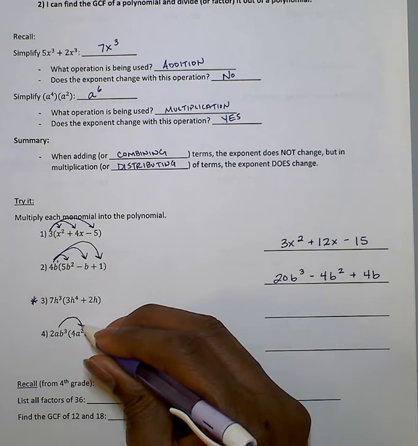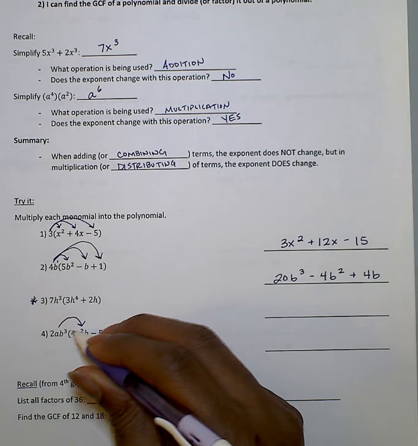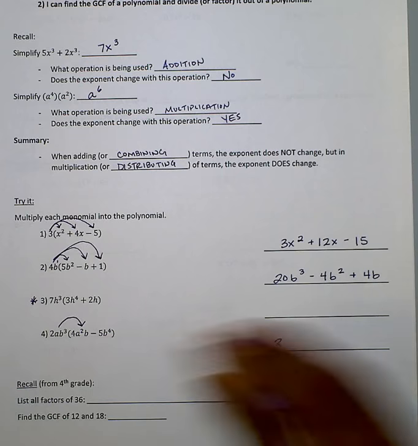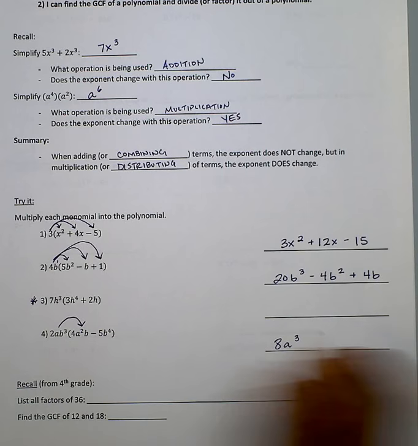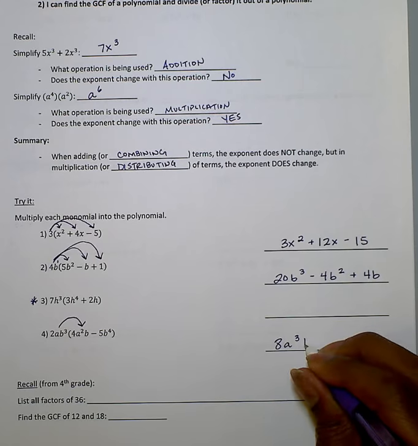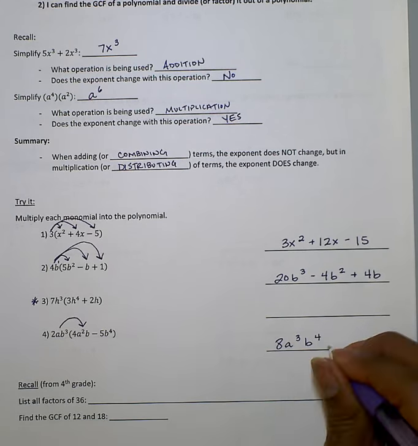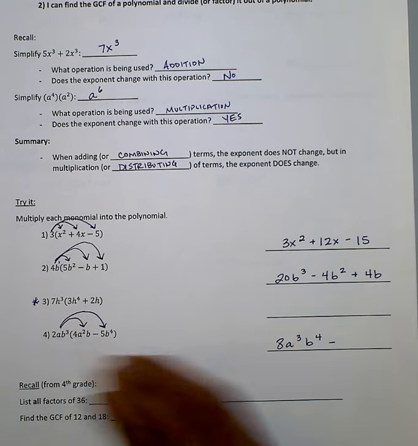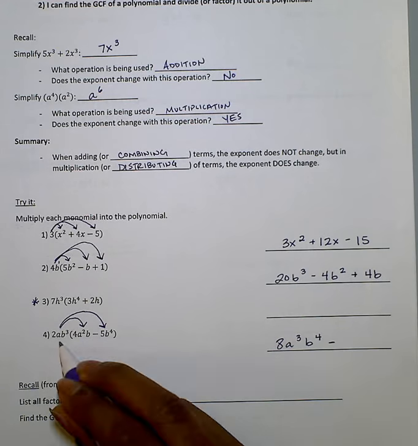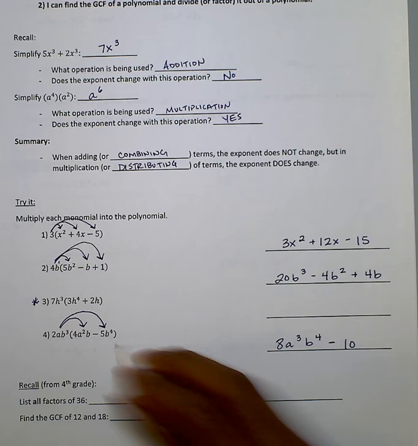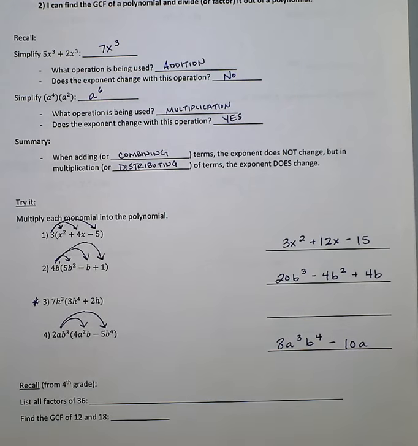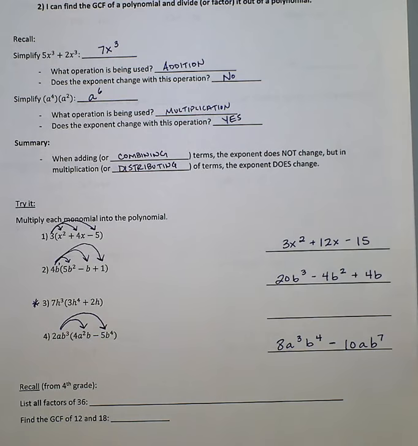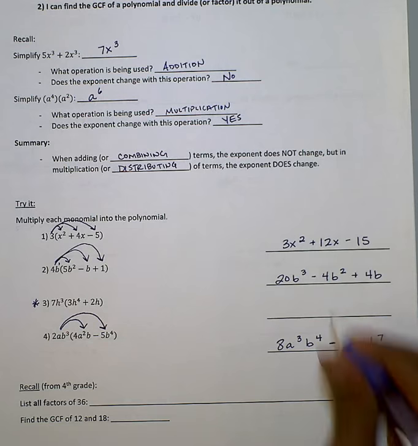So again, 2ab cubed. We're going to distribute that to the terms inside. So 2 times 4 is 8. a times a squared is a to the 3rd. b cubed times b is b to the 4th. Then I'll distribute this to the second term. I know this is going to be a negative sign. So 2 times 5 is 10. a times, well, there's no a over there, so it's just going to be a. And then b cubed times b to the 4th is b to the 7th. Notice how those exponent rules carried over. Again, remember to do number 3 for me.